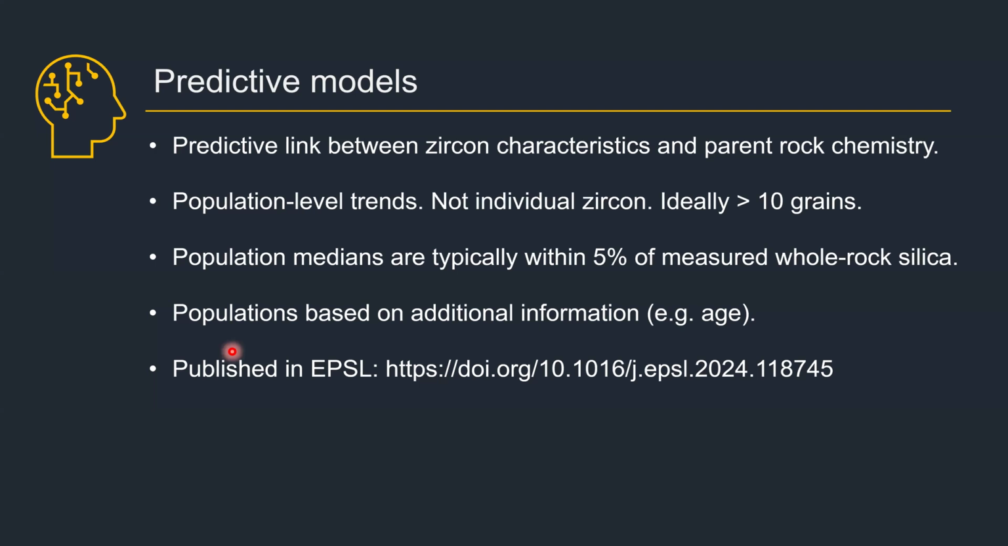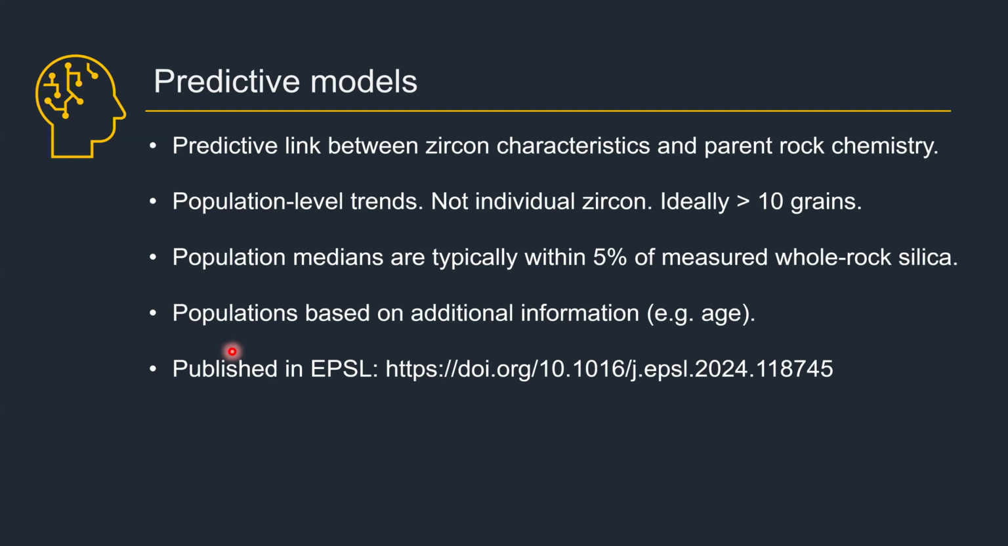So now, this was our first take at looking at a predictive link between zircon characteristics. It's important to note that these are based on population traits, so there's a tremendous amount of scatter in these estimates. I wouldn't suggest looking at an individual zircon to get a result, but if you had a group, ideally more than 10, you can say something about it. In our case, the medians were typically less than 5% silica.